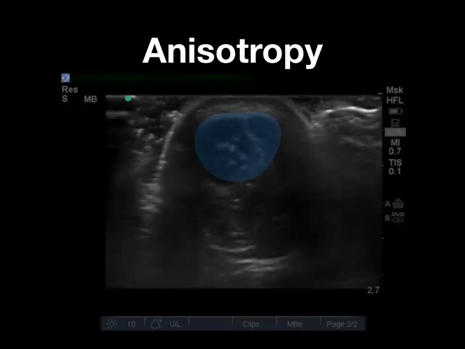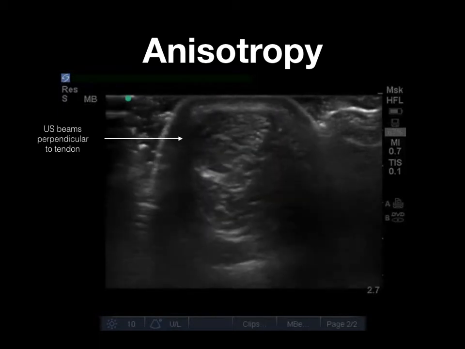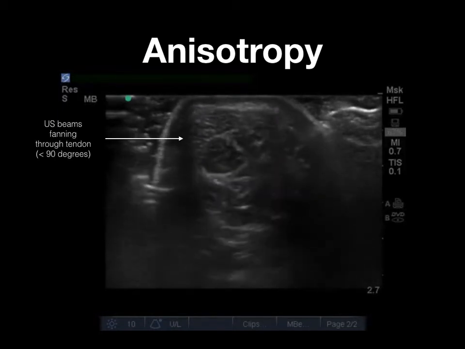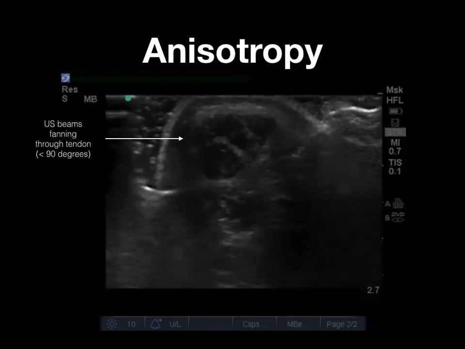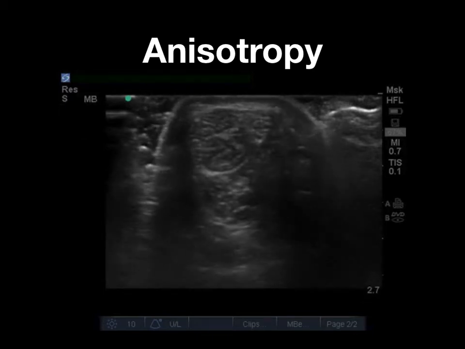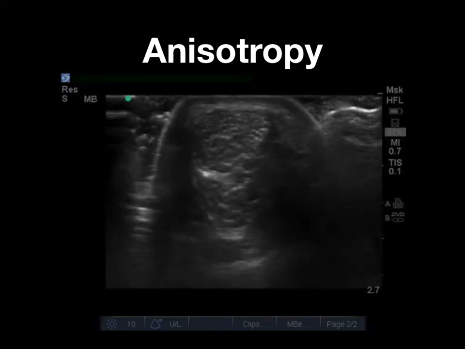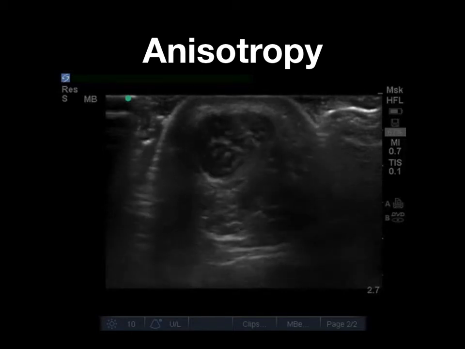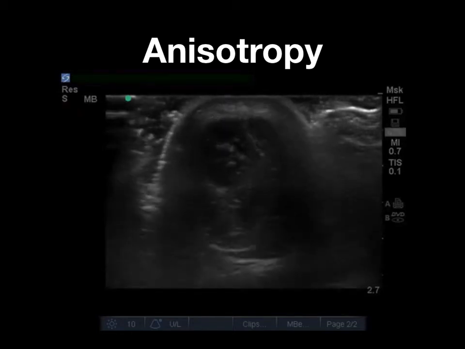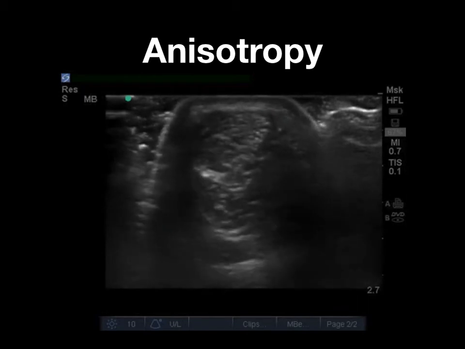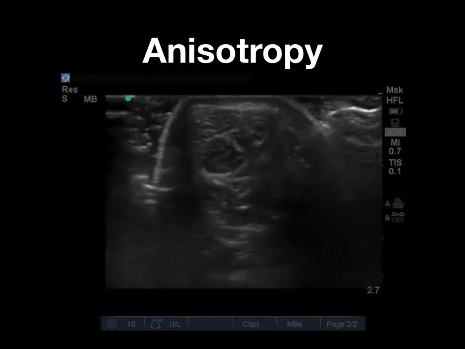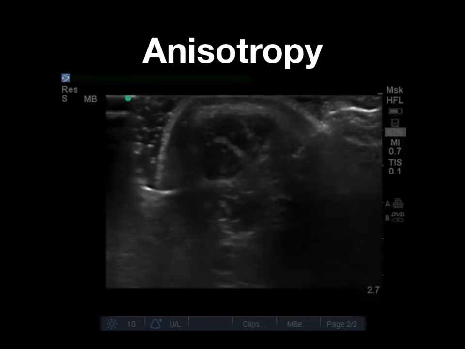Here's an example of anisotropy. There's the tendon there. You can see it get bright as the angle of incidence is perpendicular, and then dark again as the ultrasound is fanned through. And you can see the operator going back and forth and the tendon changing color. This is a normal tendon, and if you weren't familiar with anisotropy, you can easily mistake it as edema of the tendon and potentially a tear.